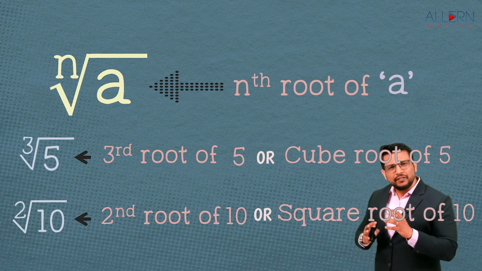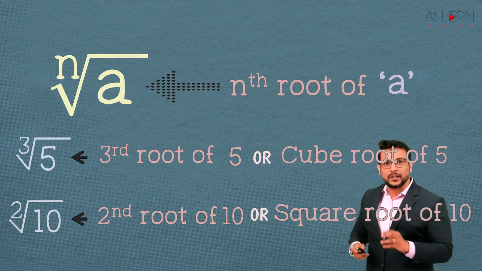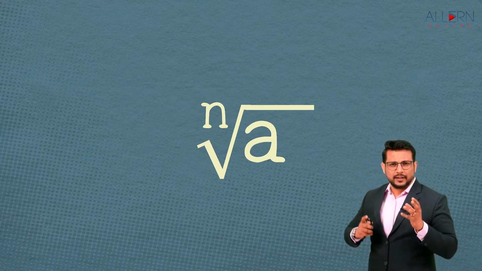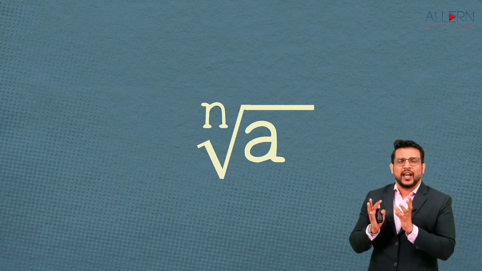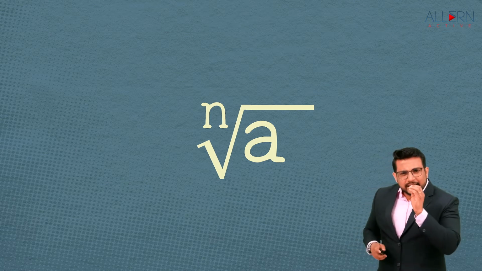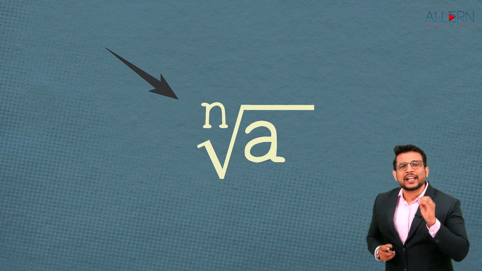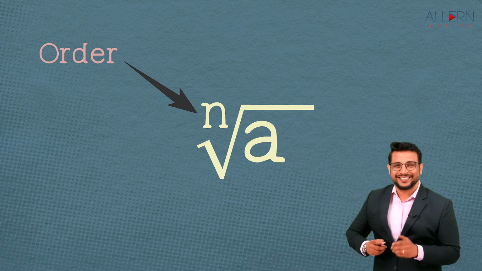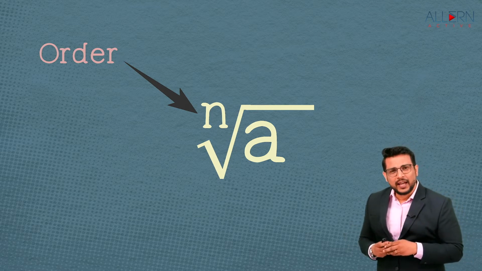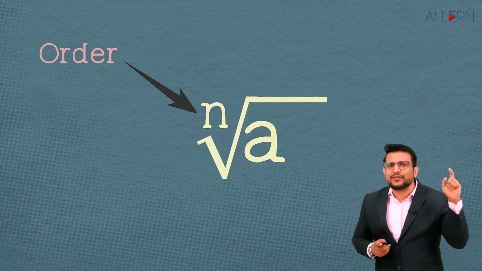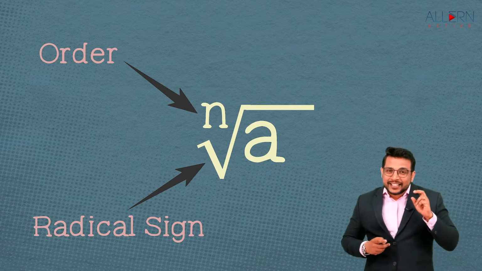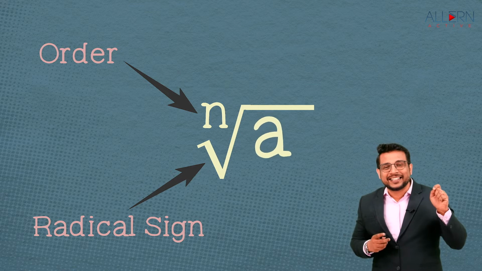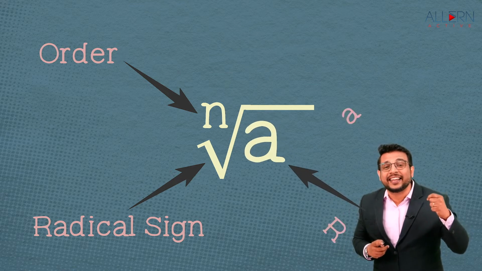So at least we have understood how to read such an expression. The expression which I said, nth root of a. But here, let's understand the elements which you have in this expression. Here this n which you see is actually called the order. Okay. And this symbol, this sign which you see, is called a radical sign. And this number which you see within that radical sign is actually called a radicand.